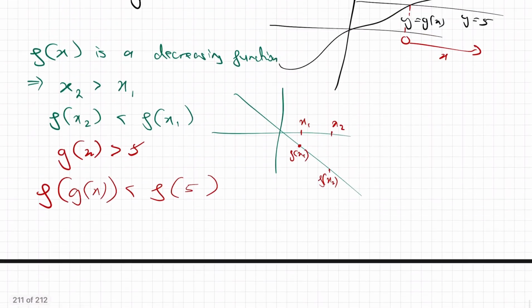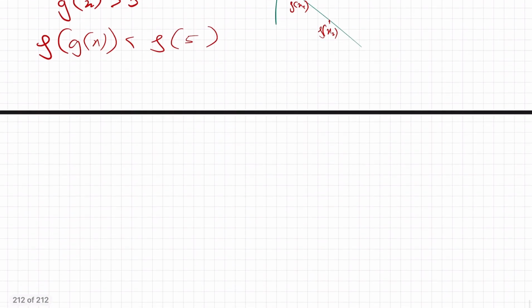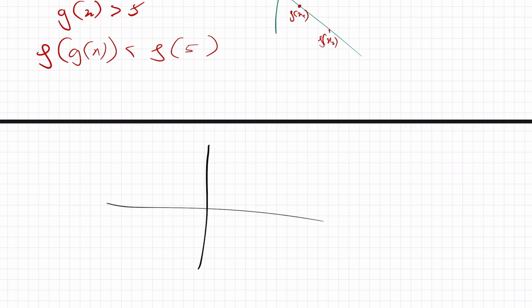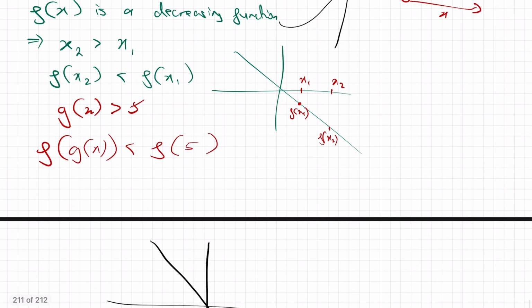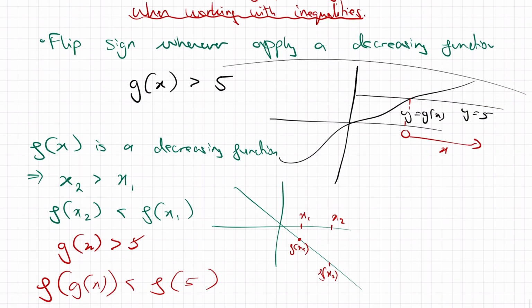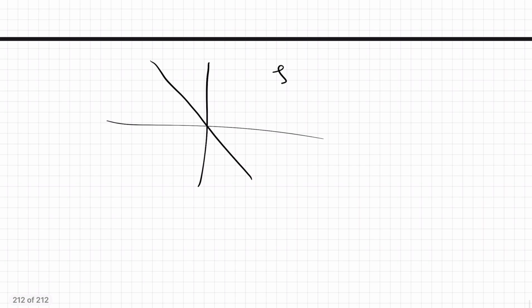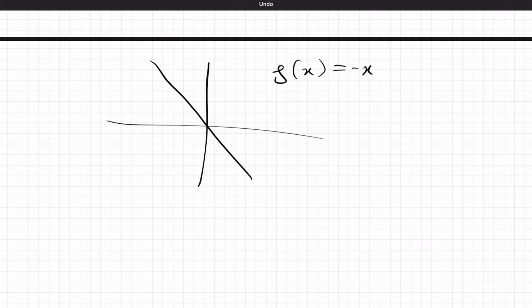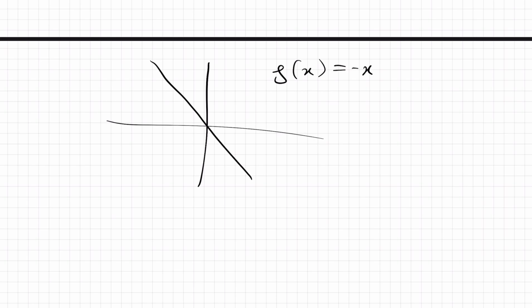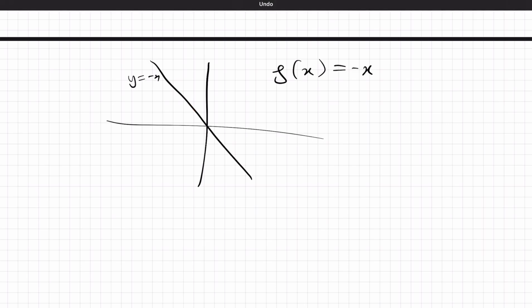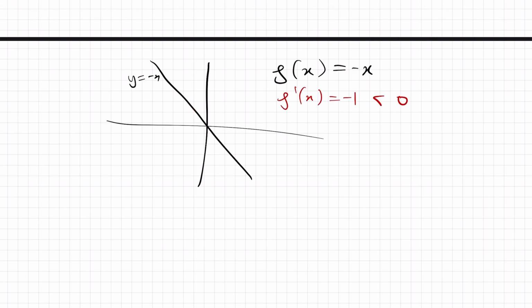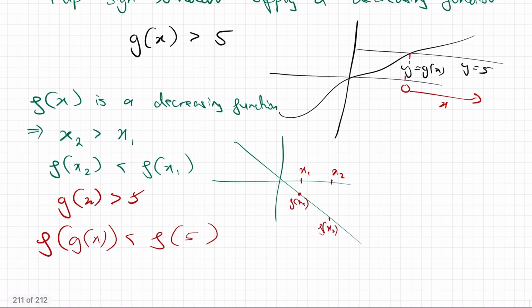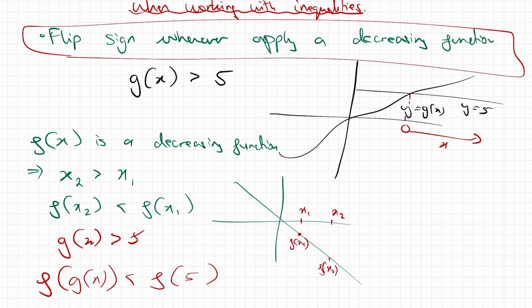Now, most of you learn that the sign flips whenever you multiply by -1, but that's just a simplified version of the general rule: flip the sign whenever you apply a decreasing function. Because if you think about it, when you multiply by -1, you're applying the function f of x equals minus x to both sides of the inequality. And if you plot y equals minus x, this is clearly a decreasing function because f dash of x is equal to -1, which is less than 0. That's why it's decreasing. So hopefully it's clear why you flip the sign whenever you apply a decreasing function.